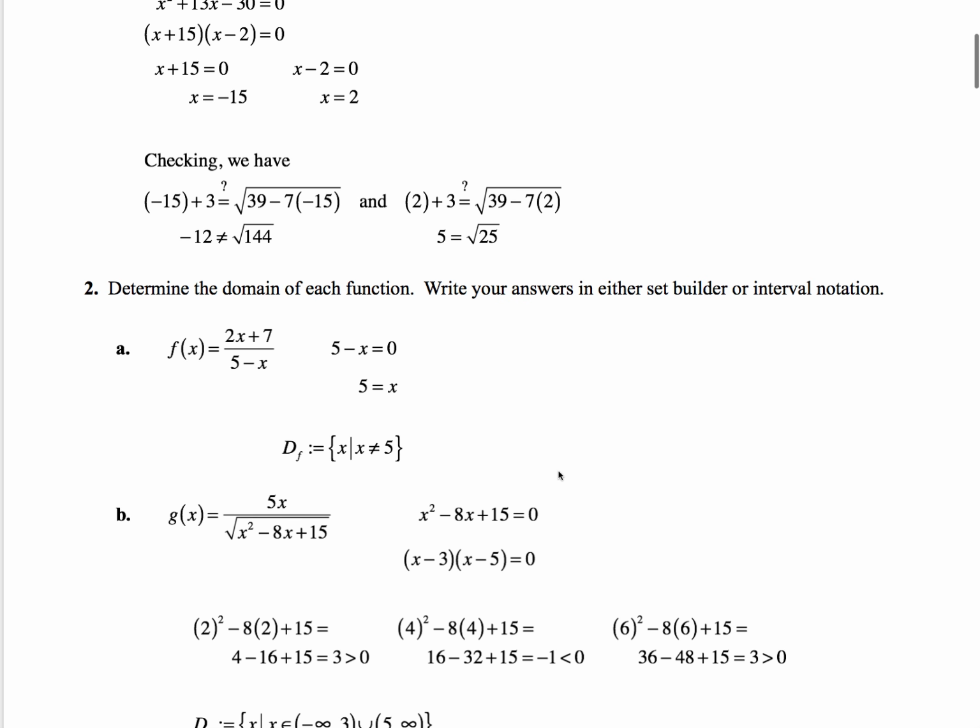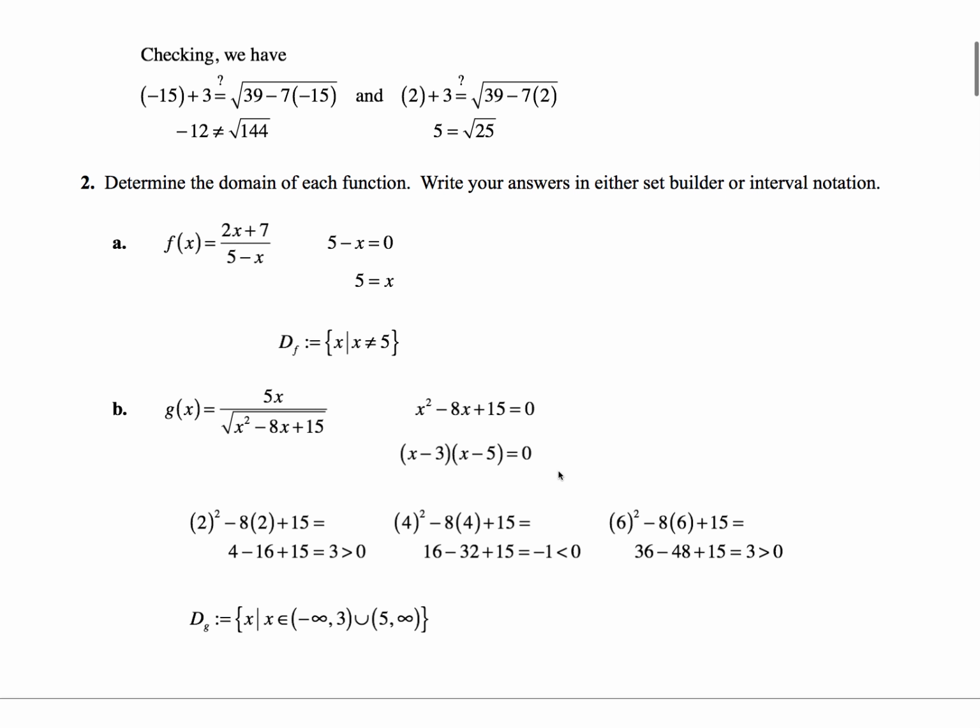Now, in question 2, we are asked to determine the domain of these functions. The function in letter A is a rational function, and so we set the denominator equal to 0 and solve. That couldn't be easier, I don't think. And remember, that gives us the excluded values, when we're finding the values that make the denominator of a rational or a quotient 0. We're looking for excluded values.